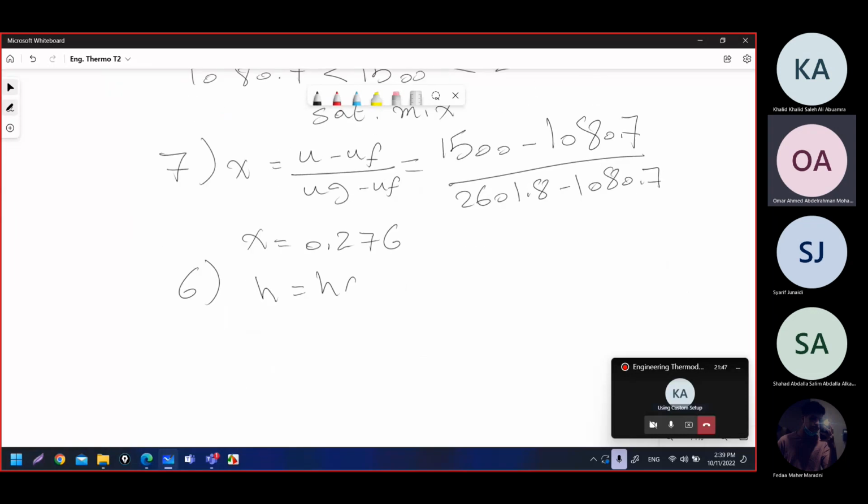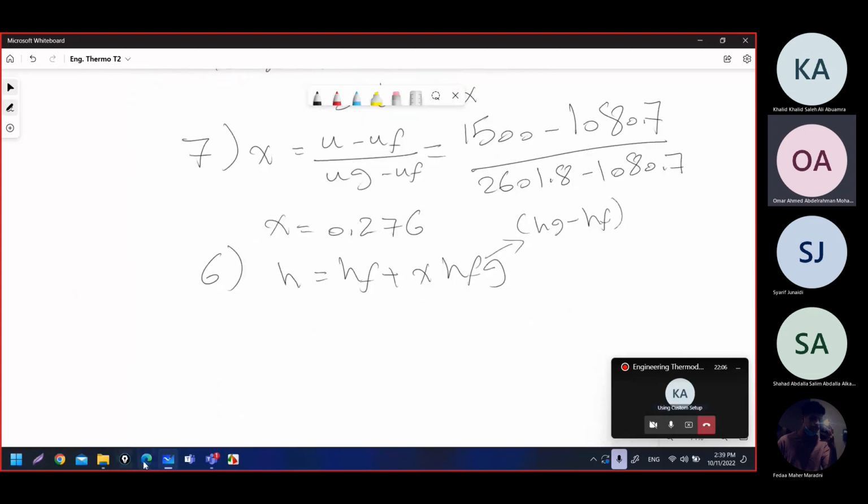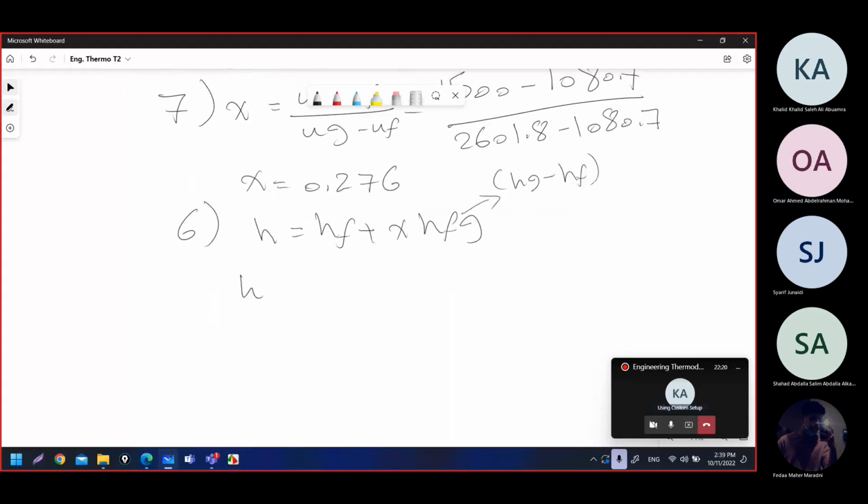Now, in order to find the enthalpy, I will use this equation: H is equal to HF plus X HFG. HFG is the same as HG minus HF, and we already have a column for HFG in the table, under the temperature of 250 degrees Celsius. So I will go to the temperature 250 degrees Celsius and find HF, this value, and also HFG, this value.